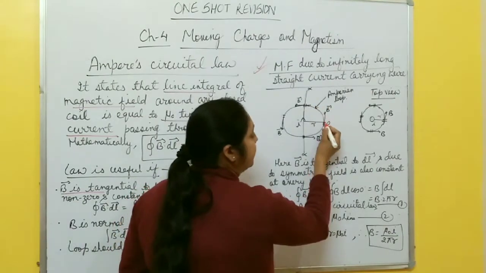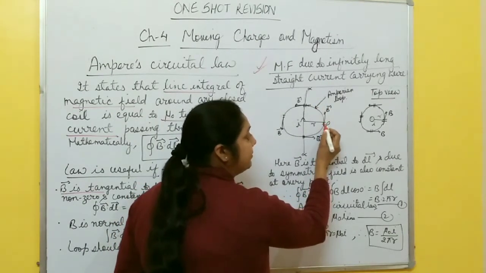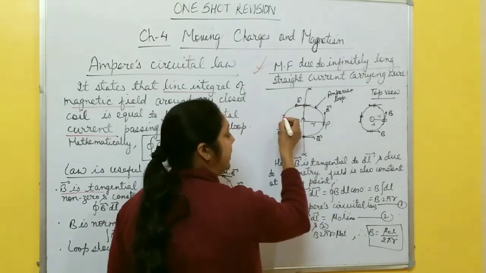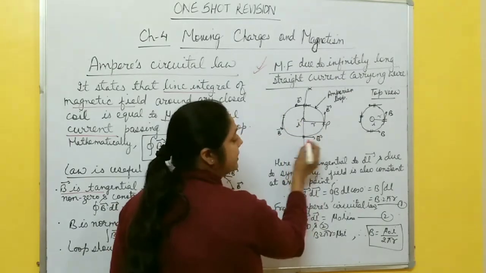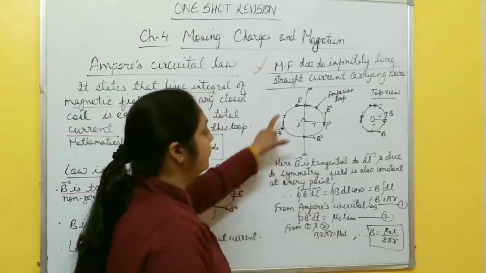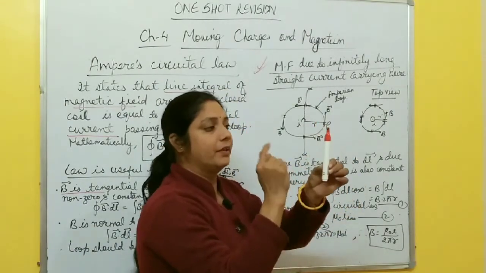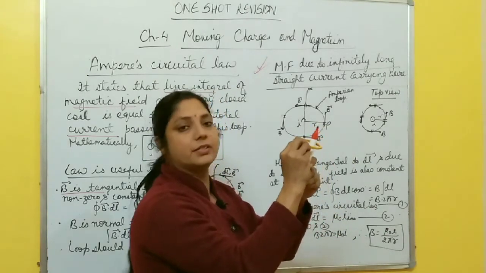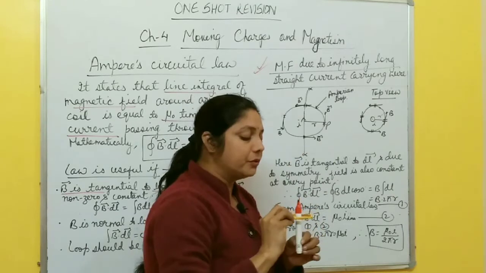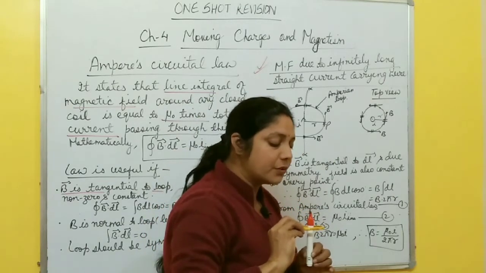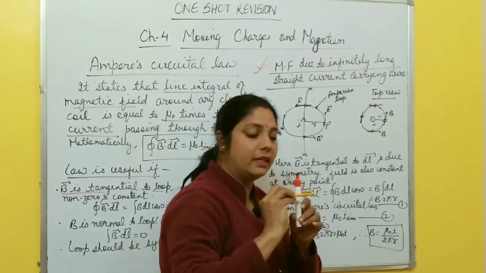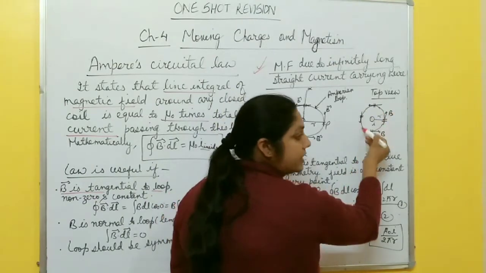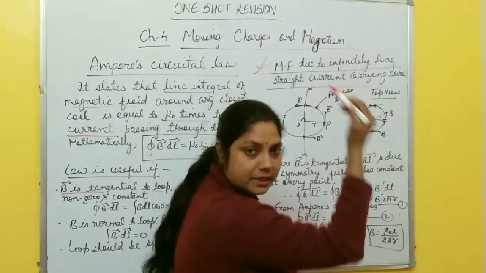If you take a current element here, the magnetic field is tangential to this surface, along this direction. At this point B is in this direction, at this point B is along this direction. Suppose this is a wire and the magnetic field is around this wire. If you look from the top, you find there is one circle and current is coming out. So this is the top view.